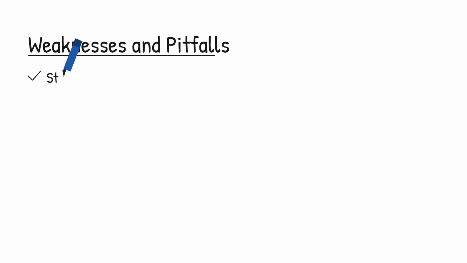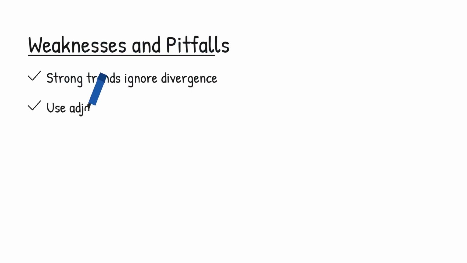A stock can print 3 or 4 bearish divergences while continuing to rally, so never short purely because of divergence in a powerful uptrend. Also avoid divergences drawn across non-adjacent swings or across more than about 40 bars. The further apart the pivots, the weaker the signal.